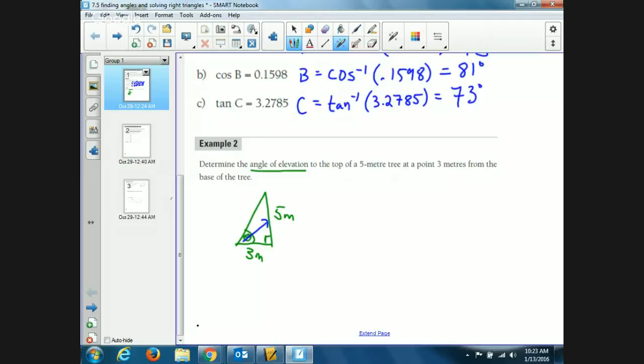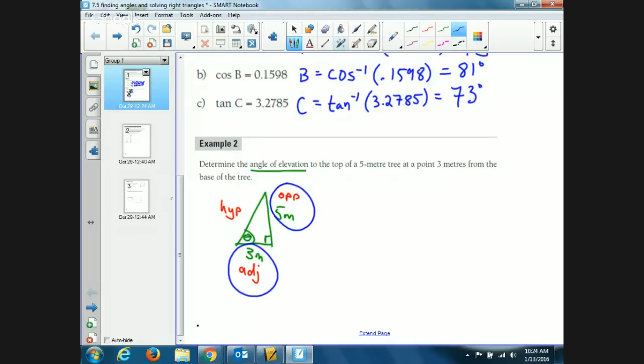So what side is the 5? Opposite, adjacent, or hypotenuse? Opposite. Good answer. Which one's the hypotenuse? The 3 or the other one? The other one, because it's across from 90. So it is. The 3 is beside the angle, it's adjacent. Once you do that, we have information about the adjacent side and the opposite side.